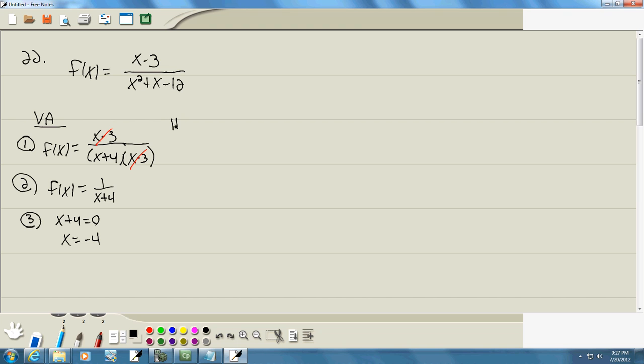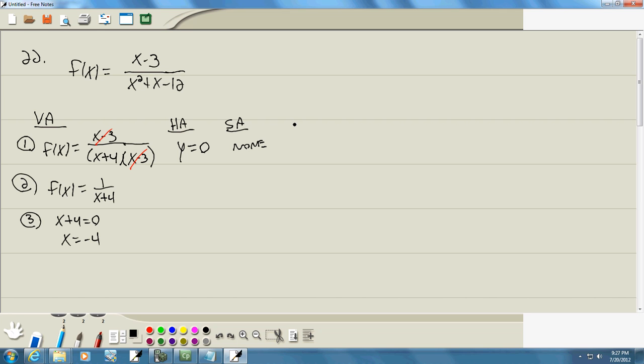Okay, horizontal asymptote. The degree of the top is 1, the degree of the bottom is 2. When your degree of the bottom is larger, then your horizontal asymptote is y is equal to 0. Slant asymptote. If you're to have a slant asymptote, your degree of the top must be exactly 1 larger than the bottom. Degree of the top is 1, degree of the bottom is 2, so there is none.